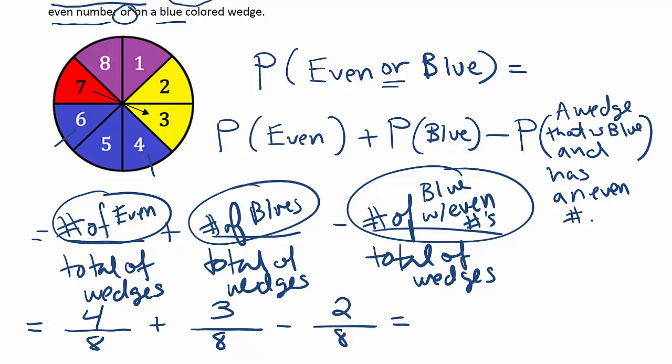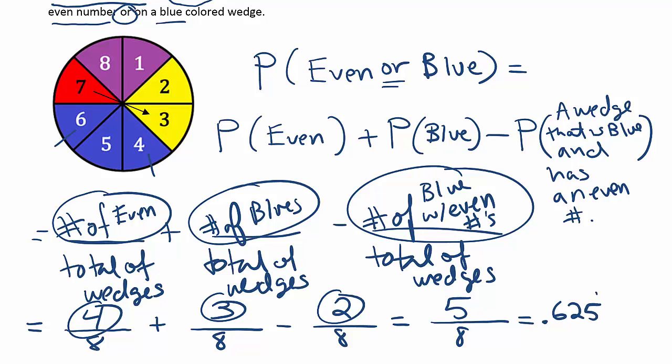And now we can just do some basic arithmetic. 4 plus 3 is 7. Take away 2 and you get 5. So the answer is 5/8, and you can just leave it that way, or you can get the decimal if you want that. So 5 divided by 8 is 0.625 if you work that out in your calculator, or if you do the arithmetic on paper. And that's our solution. So essentially the probability is 0.625 or 62.5% chance that when we spin this spinner, we end up on either an even numbered space or a blue space.